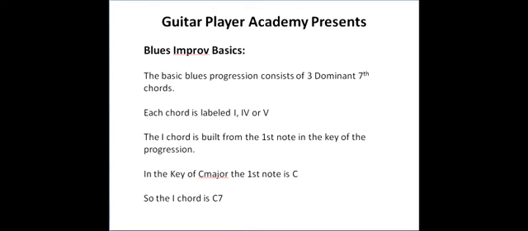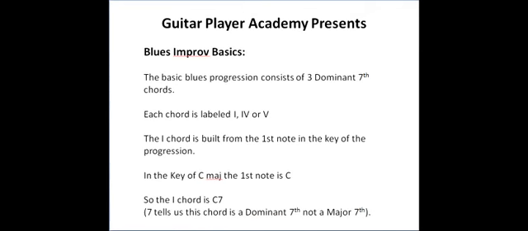So we said that each chord is built from a note from the scale. So the first chord, or the 1 chord, is built from the first note in the key of C major. That note would be C, and so the 1 chord is C7. The 7 tells us that the chord is dominant and not a major.